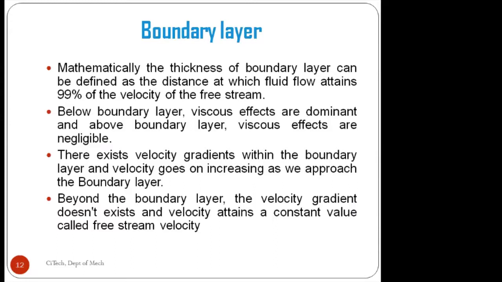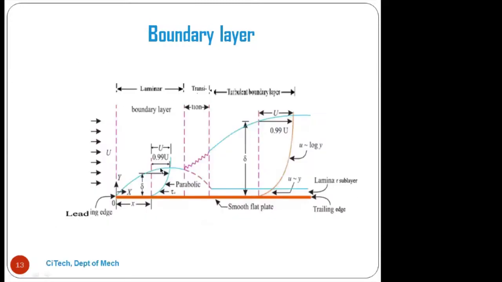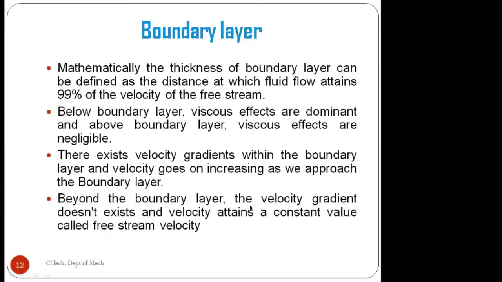Beyond the boundary layer, what happens? Beyond the boundary layer means above this boundary layer. Above it, the velocity gradient does not exist, because the velocity already approaches 99% of the free-stream velocity. It attains a constant value called the free-stream velocity.